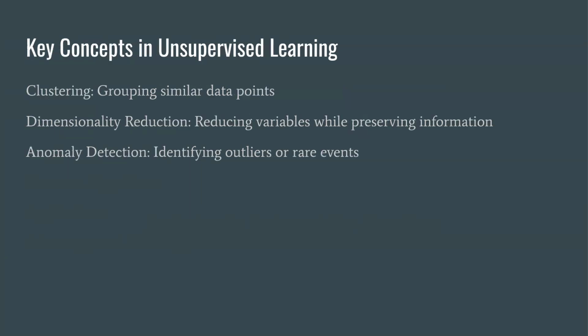Key concepts in unsupervised learning. So we want to look at some key concepts in unsupervised learning. First, clustering involves grouping data points that are similar to each other. Second, dimensionality reduction reduces the number of variables in the data while preserving its important features. And lastly, anomaly detection focuses on identifying data points that are significantly different from the majority, which can be useful for detecting outliers or rare events.